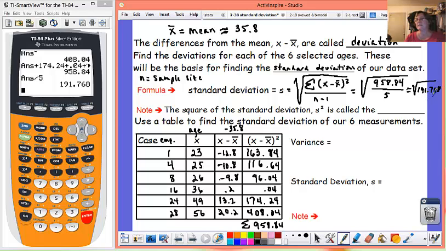That's the number we're looking at right here before you take the square root. That is called the variance, and it is another measure of spread that's often cited. So you will hear us talk about the variance. That means before you take the square root of the standard deviation. For us, the variance is then 191.768.